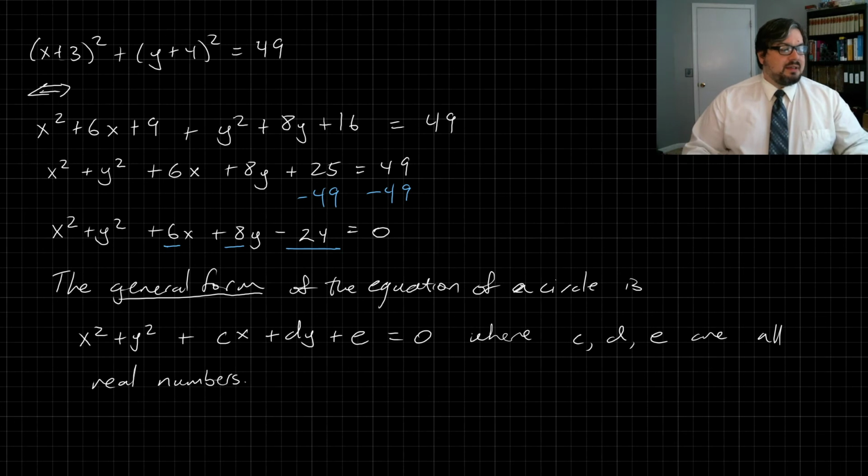So the question is, how do we find the general form of the equation of a circle, first of all? And the answer is the way that we did it before. We find the standard form and then just expand everything out.